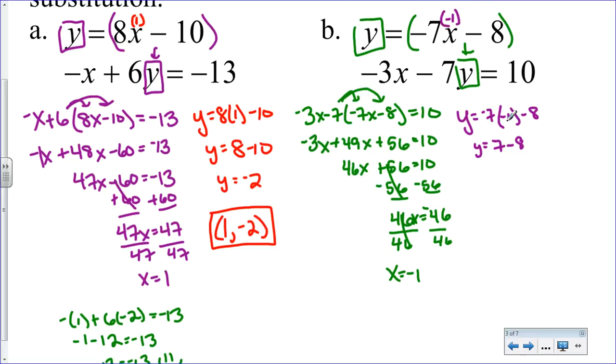So I'm going to do negative 7 times negative 1, which is 7, and then minus 8. So 7 minus 8 is negative 1. So I have a point, negative 1, negative 1.